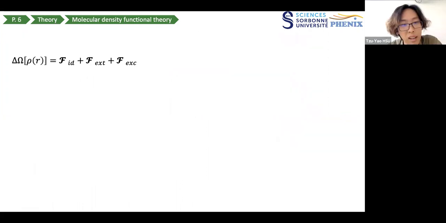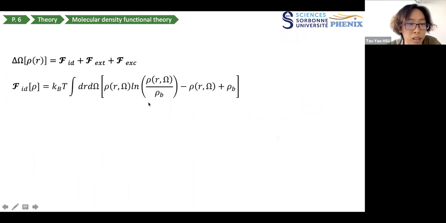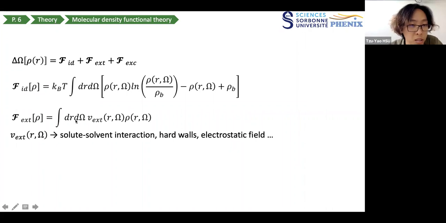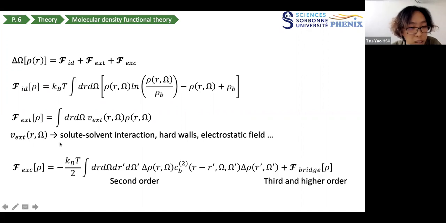So now we can write down the expression for these 3 parts of the free energy functional. The ideal part, we can calculate analytically. And the external part depends on the solute-solvent interaction in principle, but we can also introduce some hard walls or electrostatic field to influence the solvent density. And the excess free energy functional can be further divided into 2 parts.